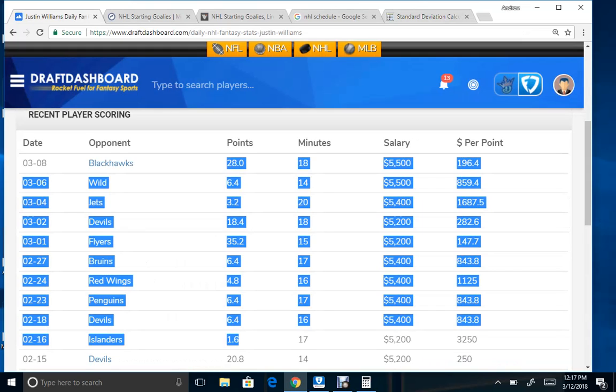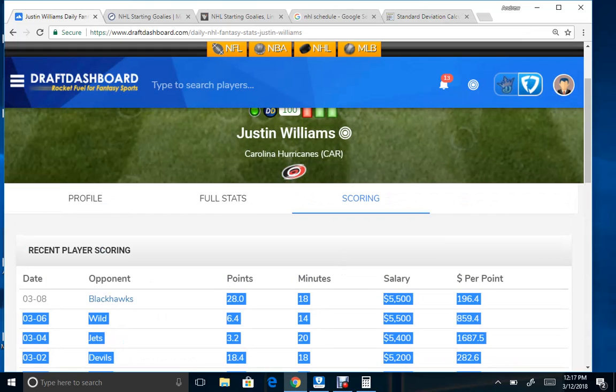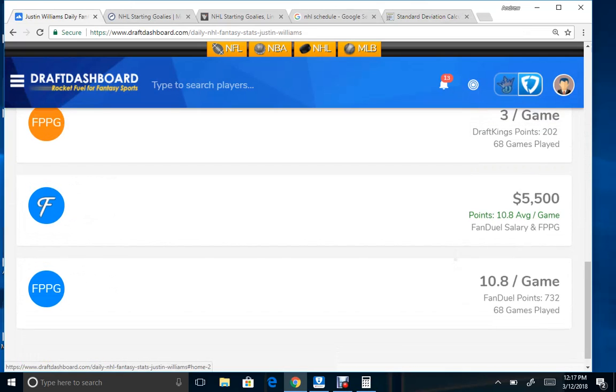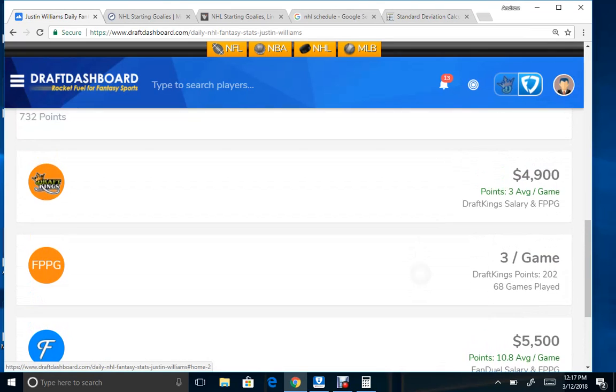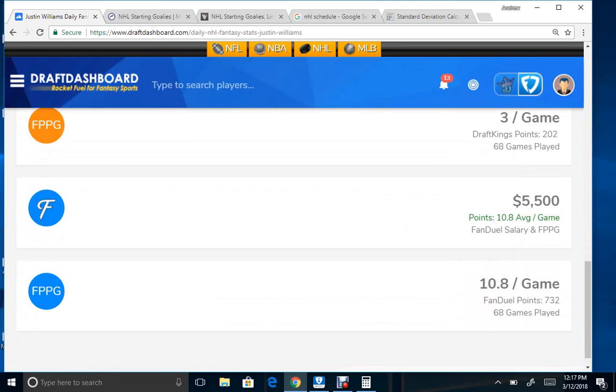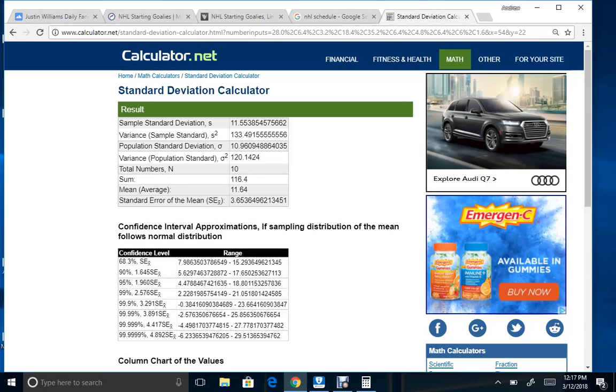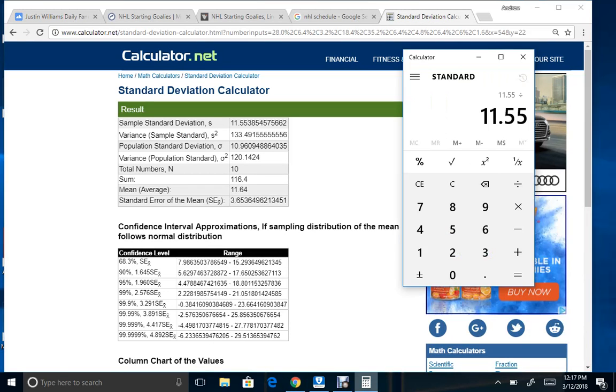You can take it from the spreadsheet if you like, under his profile showing on FanDuel. You just got to pick the right one, not the orange but the blue. 10.8 fantasy points per game. So what happened here is, we'll just go ahead and finish dividing that. Divided by 10.8, right?